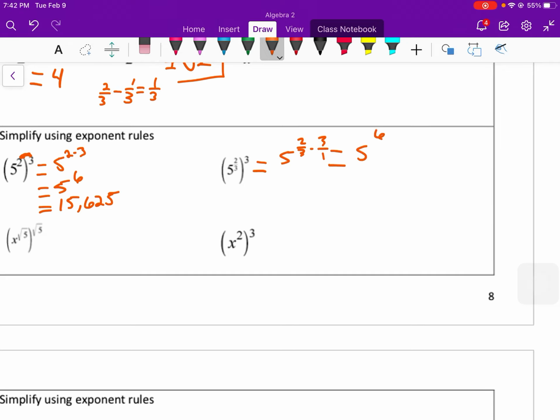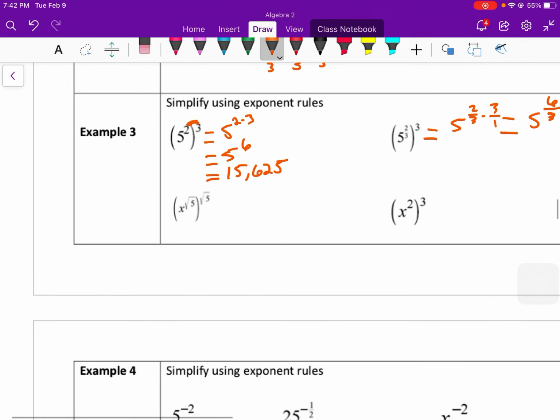In this case, it's power to the power again, so we have 5 to the 2/3 times 3/1, which simplifies, since we multiply straight across, to 5 to the 6/3, which will simplify, when we take 6 divided by 3, is 2. So that would be 5 squared, which is 25.